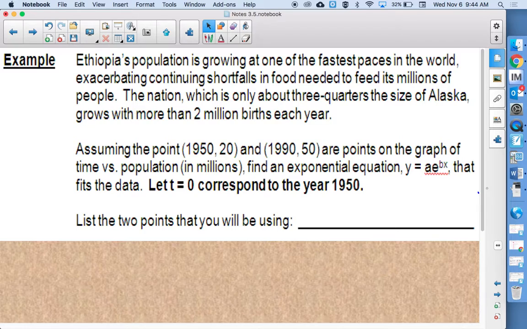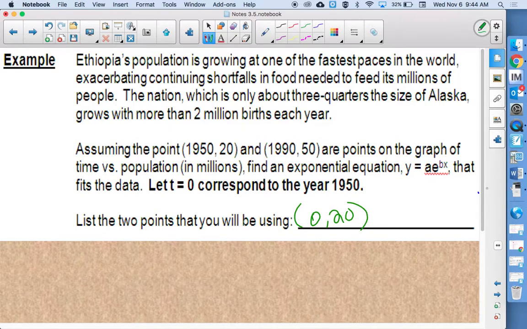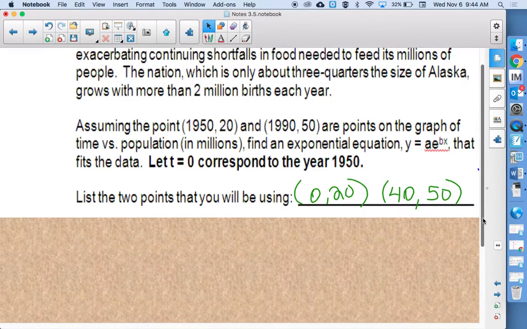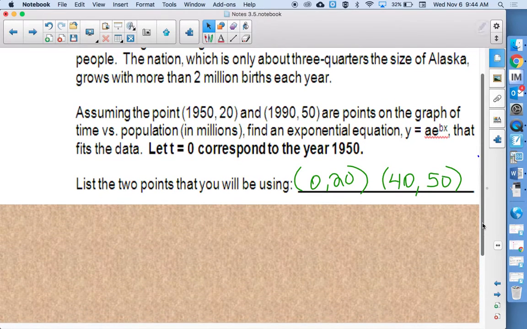Instead of using 1950, a 0. Remember, we don't actually use a year, we use a number to represent the year. 1990 would be 40, because it's 40 years later. So we're going to solve this the same way. We're using the same exponential growth model.